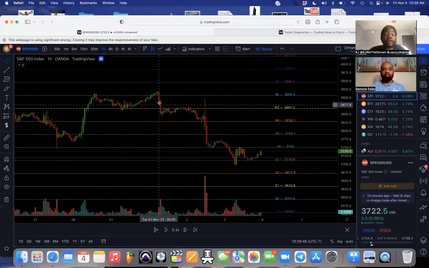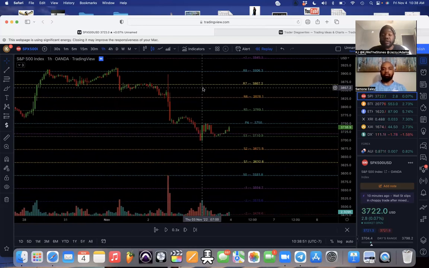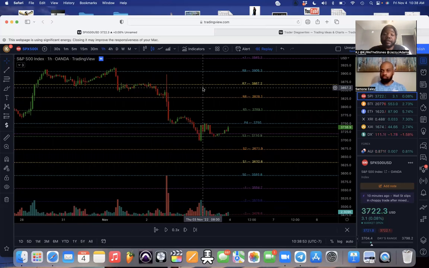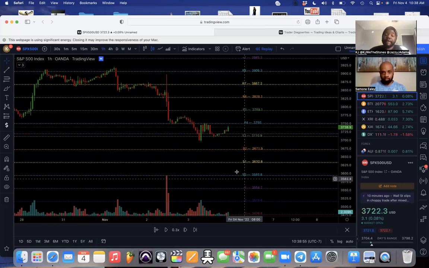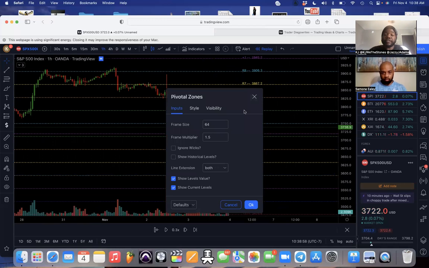Next thing, you want to go for a 1-to-1 or higher. If price does not give you the ability to go for a 1-to-1 or higher, don't take it. Just wait for the next setup. Wait for your pivot levels to adjust.